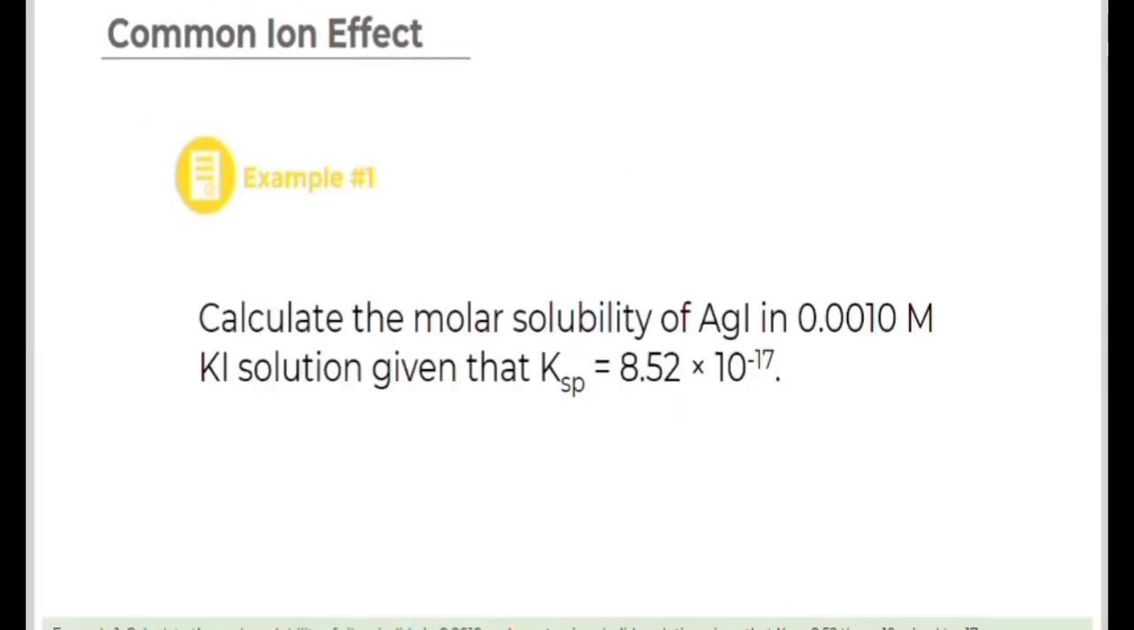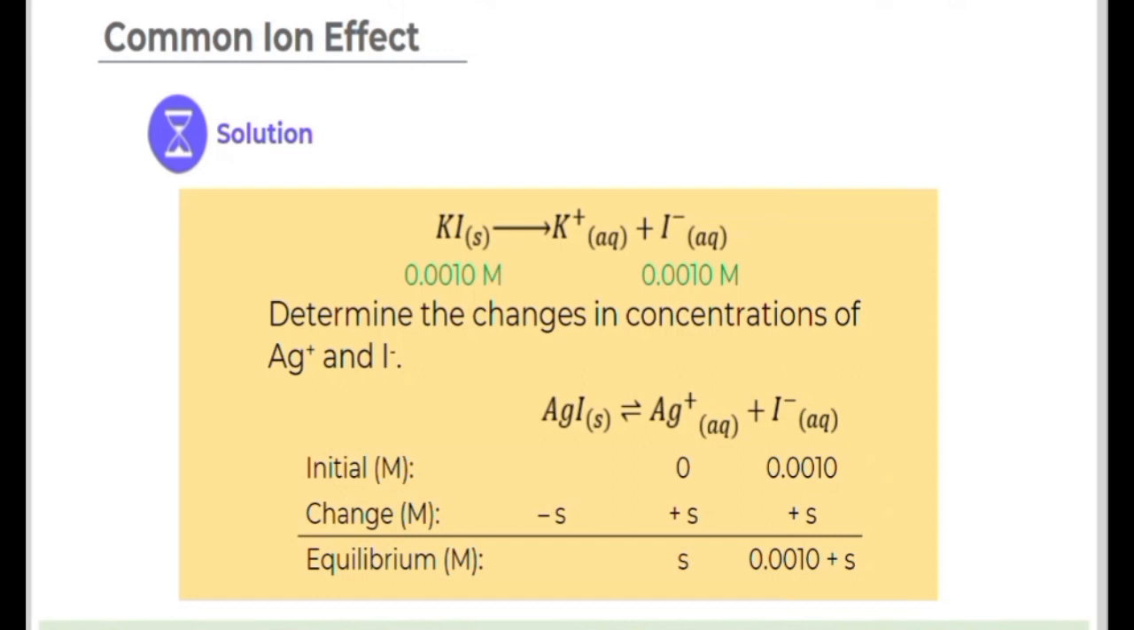Example number 1. Calculate the molar solubility of silver iodide in 0.0010 molar potassium iodide solution given that Ksp equals 8.52 times 10 raised to the power of negative 17. Solution: potassium iodide is a source of iodide ion, which is the common ion in the problem. For a 0.0010 molar potassium iodide solution, the amount of iodide ion in the solution is initially 0.0010 molar.